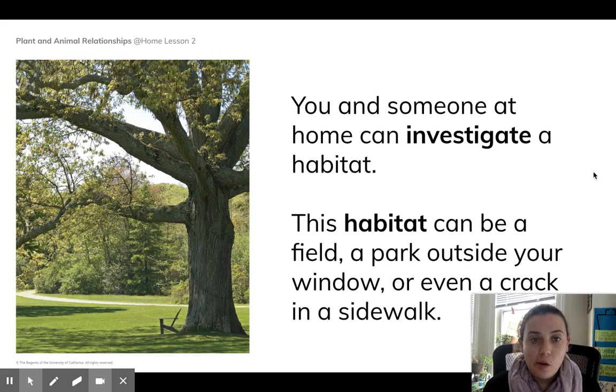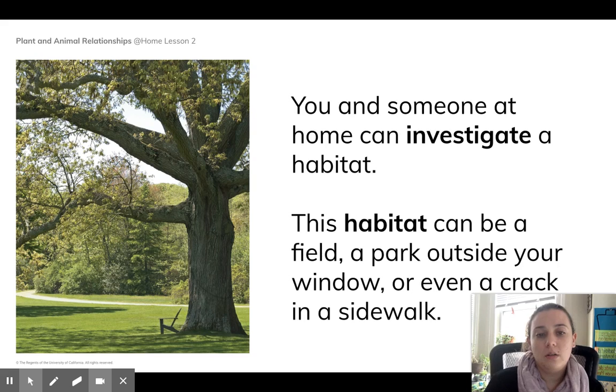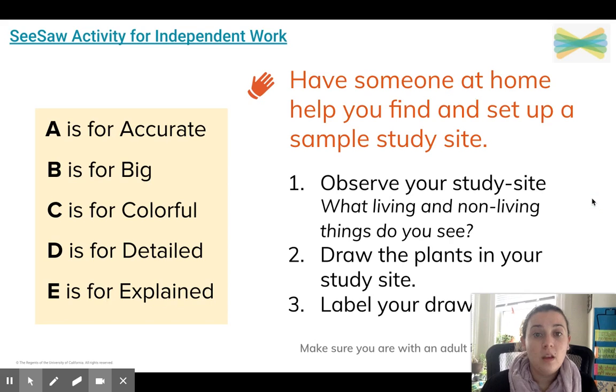So you and someone at home, maybe an adult, maybe an older brother or sister or somebody else, are going to investigate a habitat near you. It could be a field if you have a field near you, a park maybe. If you can't go outside, maybe it's a park that you can look at from your window. I'm lucky, I have a park right outside my window. It could even be a crack in the sidewalk. If you don't have a park or a field near you, it could be just a tree that's outside of your home somewhere. So everyone's going to get a chance to observe a habitat near them.